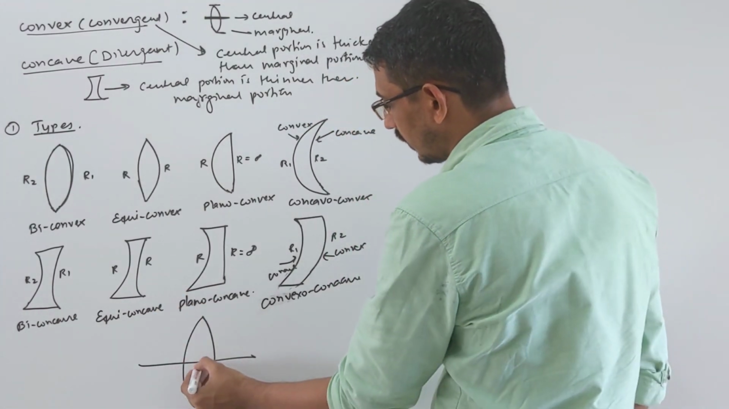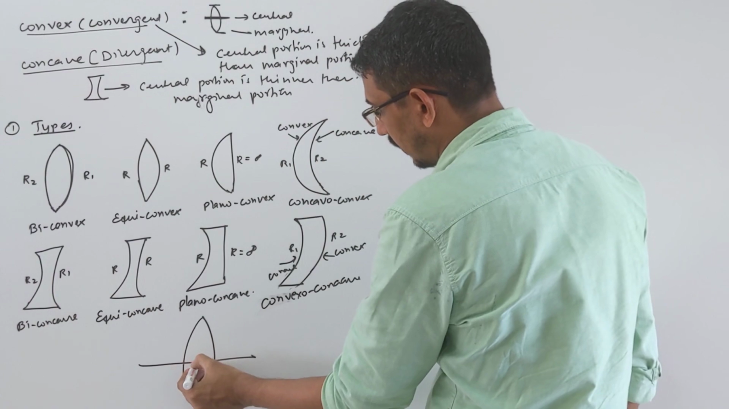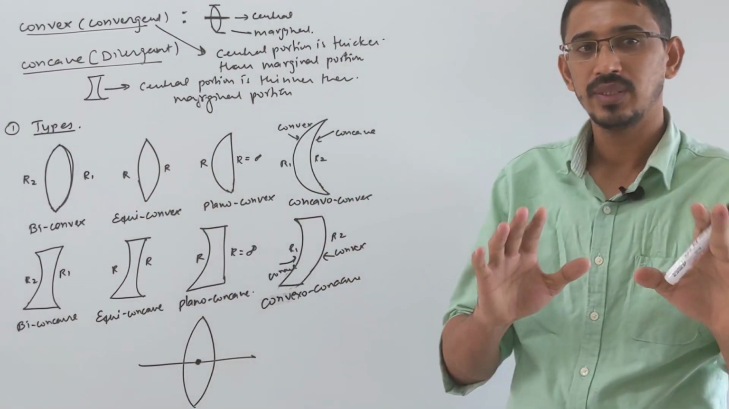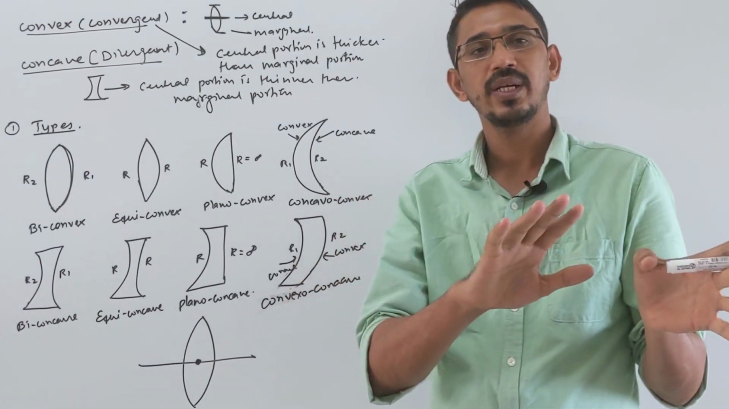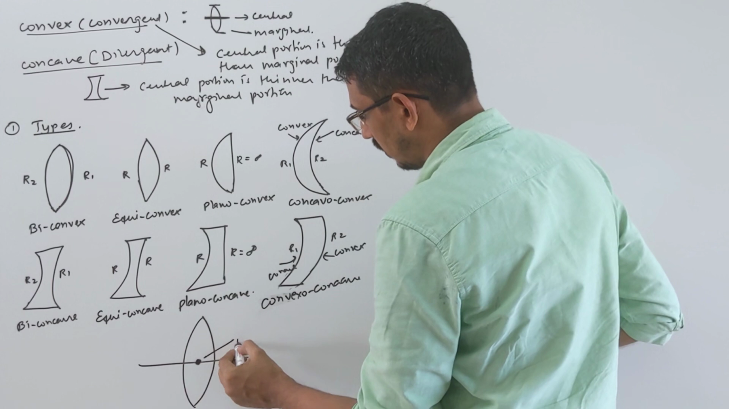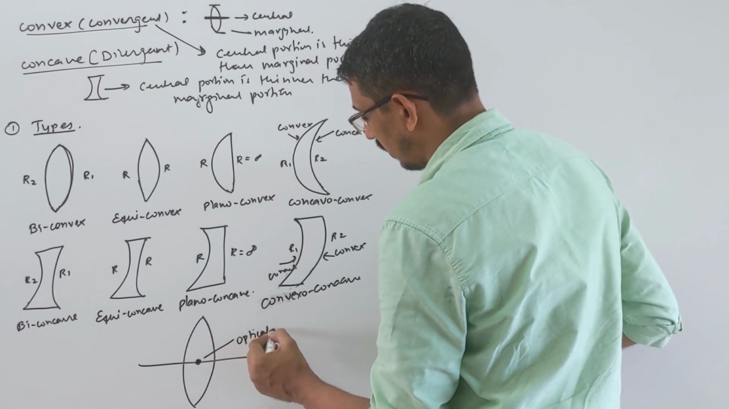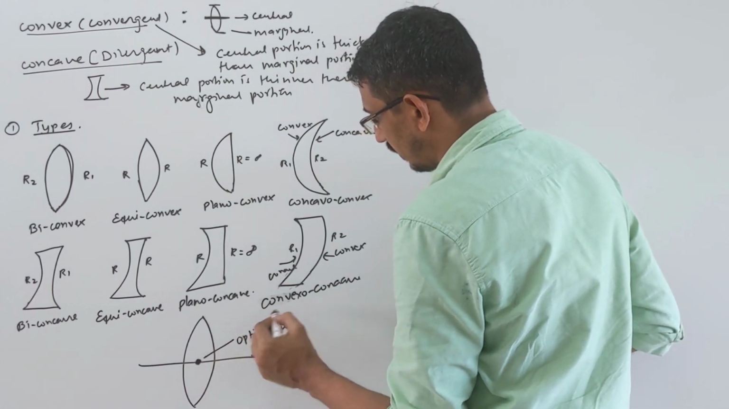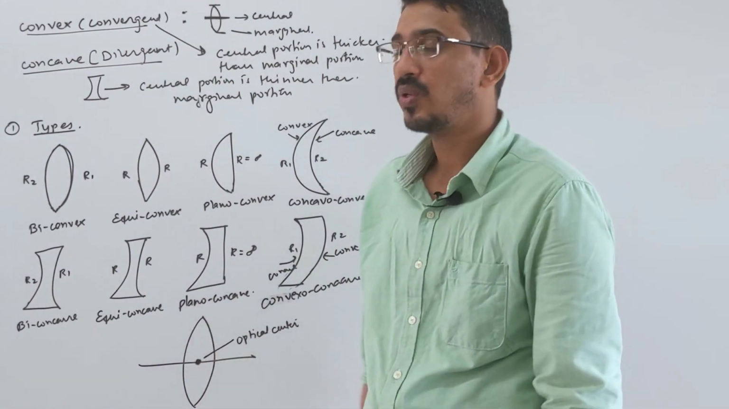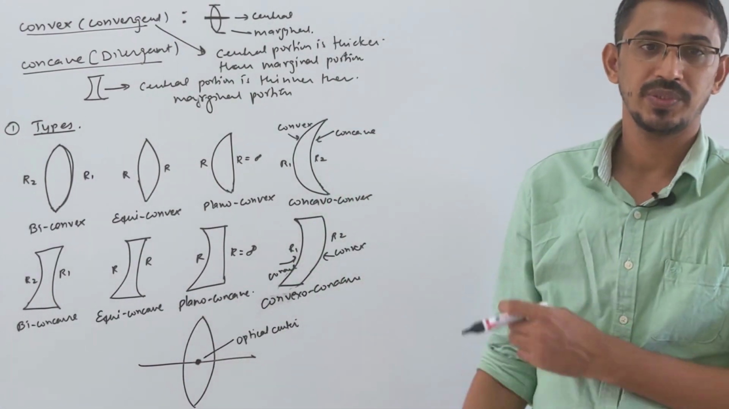Look here, small things. This is called the optical center. This point, like in a mirror we called the pole, is identical to what is called the optical center. So this point is called the optical center. Because lenses are generally circular in shape, we talk about the aperture.